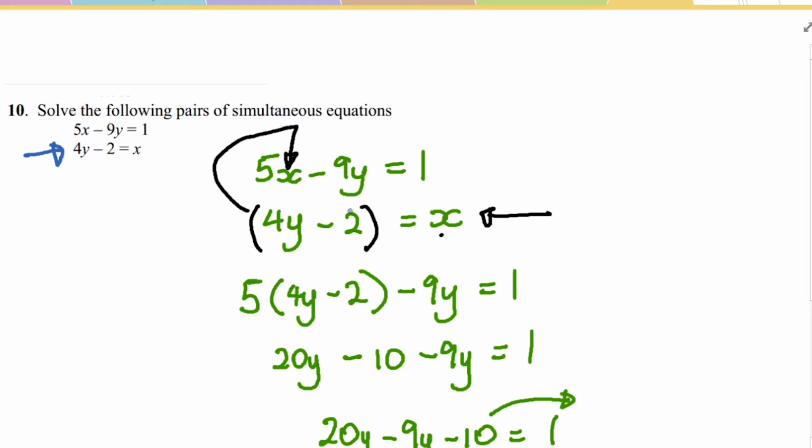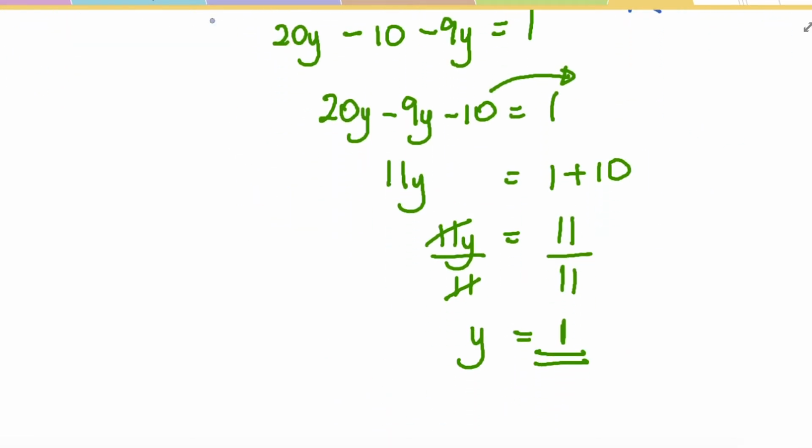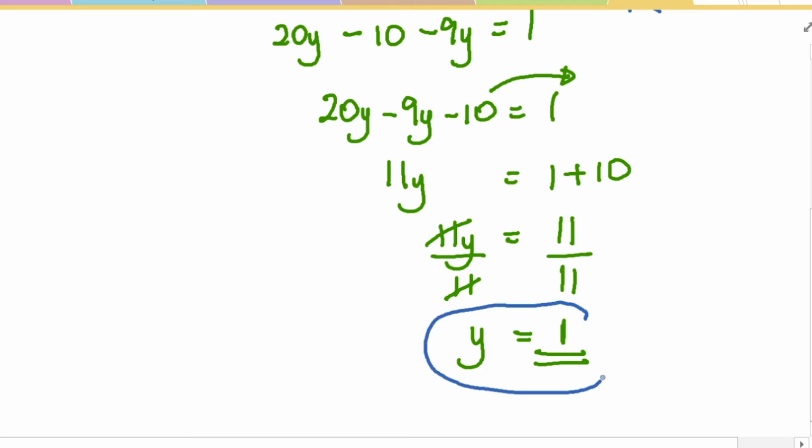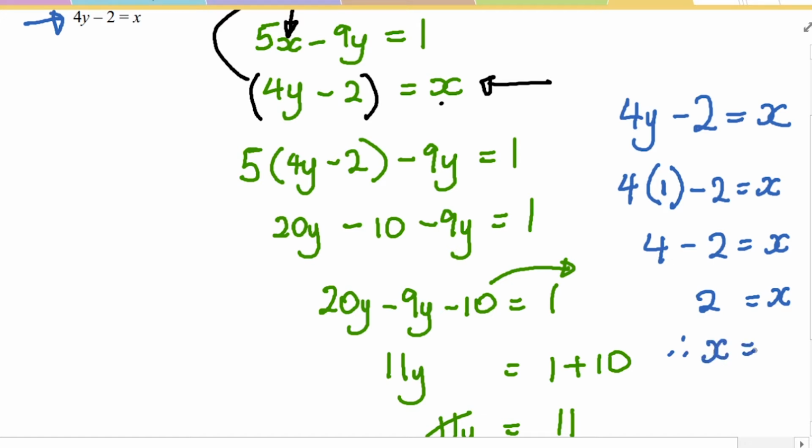So we can simply come here and say, okay, we know that 4y minus 2 is equal to x. So 4 times y, now remember our value of y, we got it down here as 1. So if our value of y is 1, we shall put it right there. So 4 times 1 minus 2 is equal to x. So that is 4 minus 2 giving us x. And of course 4 minus 2 is 2, which is equal to x. Therefore our value of x is 2.